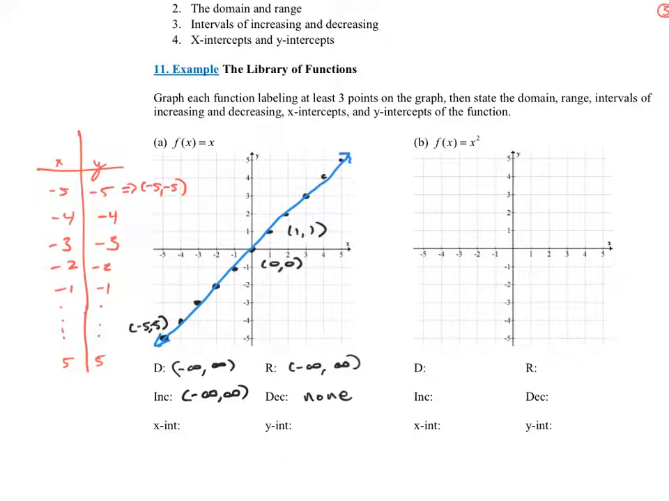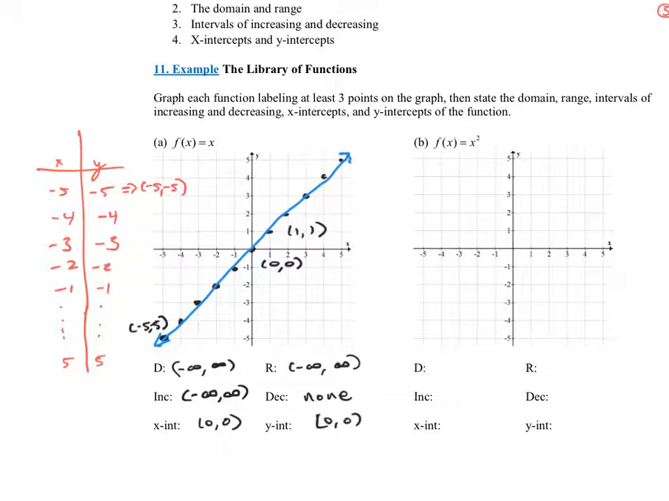X-intercepts. Where does it touch the x-axis? Well, where it touches the x-axis is at the origin, the point 0, 0. That's where it touches the x-axis. Y-intercepts, again, where does it touch the y-axis? It also touches the y-axis at that point 0, 0. Notice my x and y-intercepts are ordered pairs.